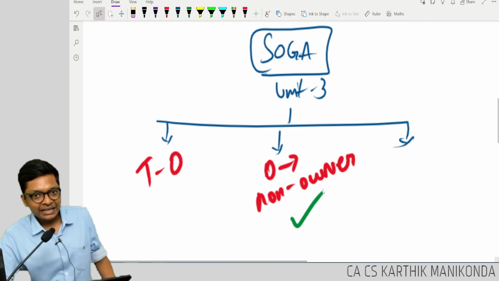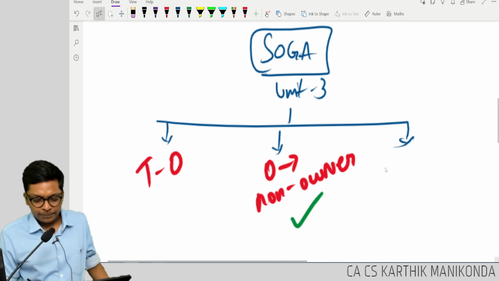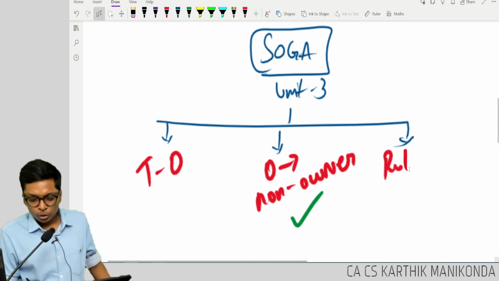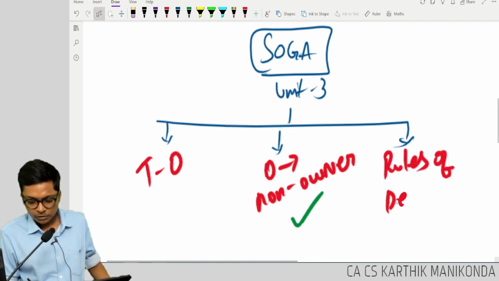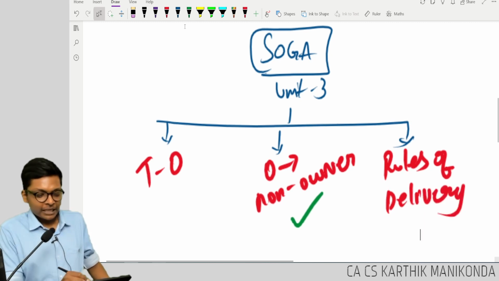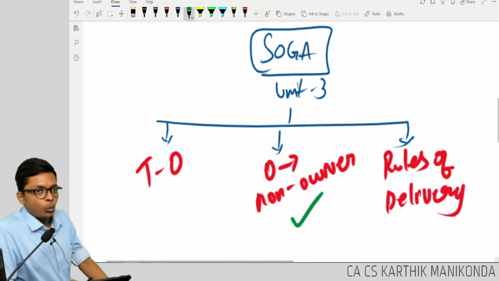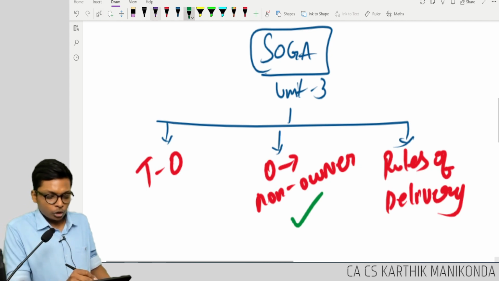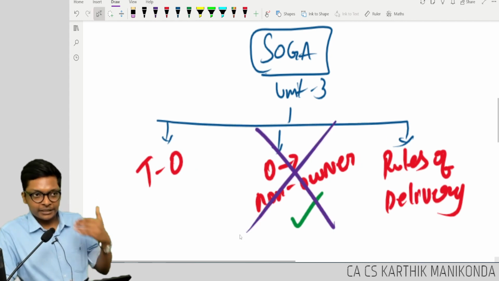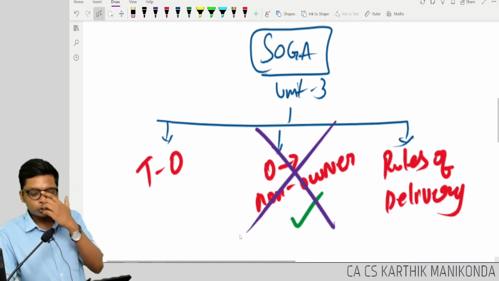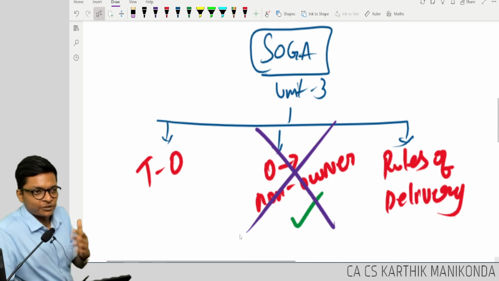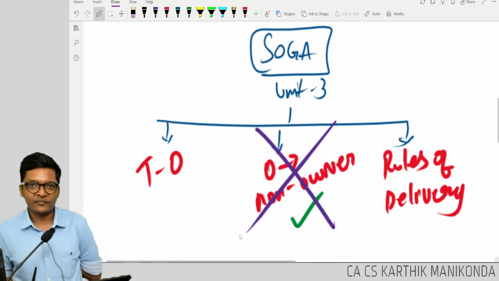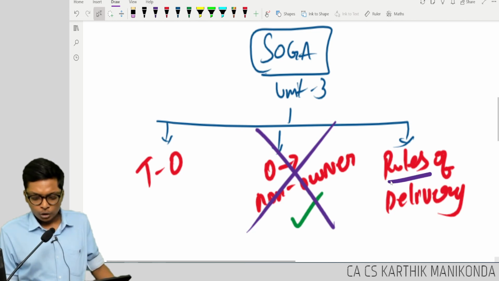Clear? And the last part of the unit is a small part which talks about rules of delivery. If somebody is delivering goods, what are the rules that they have? So this part we already finished in mnemonics in the previous video. Those who are watching the recording, in the link description you will have all the video links. Go and find it over there. Rules of delivery, we will take it up later.